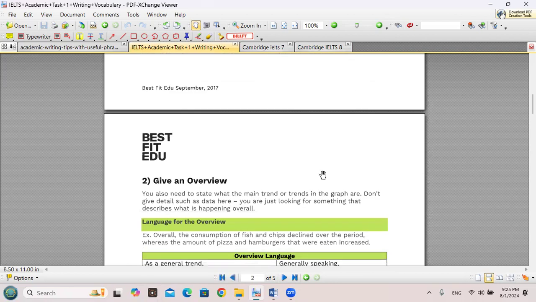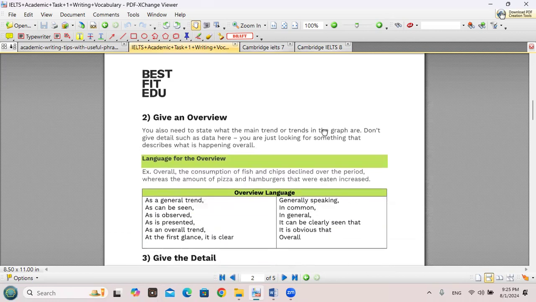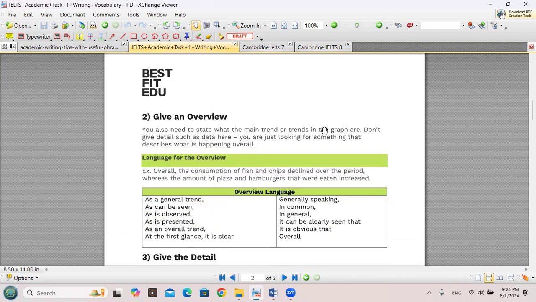Concerning the second sentence of the introduction, if you're confident enough and you know the main idea, you can write, for example: "Overall, the consumption of fish and chips declined over the period, whereas the amount of pizza and hamburger that were eaten increased." This is an academic sentence you can use. Are you supposed to memorize them? Yes, as a matter of fact, it will help you a lot. It's extremely helpful to memorize some sentences for task 1.